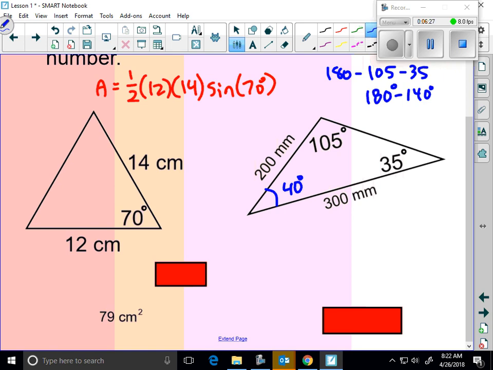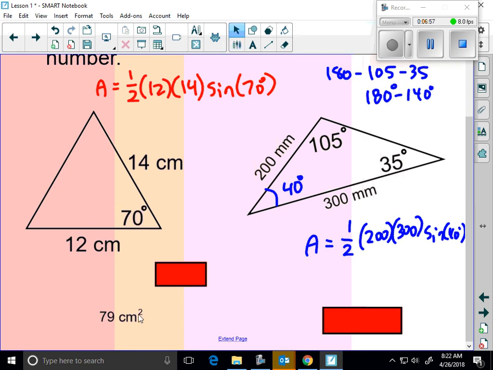Can somebody tell me what my formula would be here? Mr. Lott, it'd be 1/2 times 200 times 300 times the sine of the 40. Good job. Way to go. Was that you, Hans? Yeah. Oh, nice job. Hans, what did you get when you plugged that into your calculator?